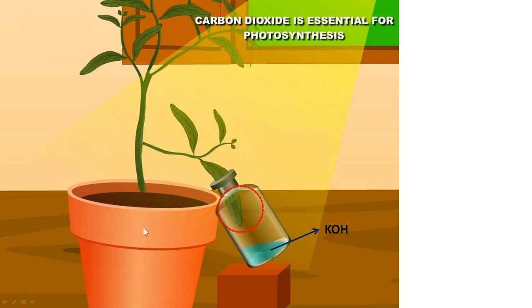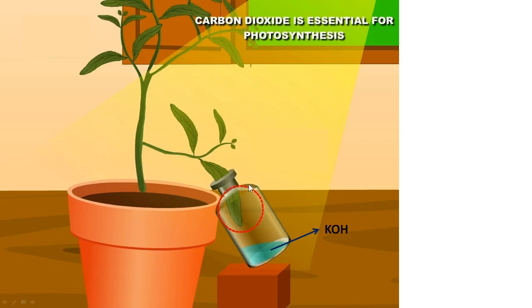With a potted plant, you keep it in a dark room first and then in sunlight. You have to take a container like this, put potassium hydroxide (KOH) in it, and then use a split cork as the stopper, with the leaf placed through the split.